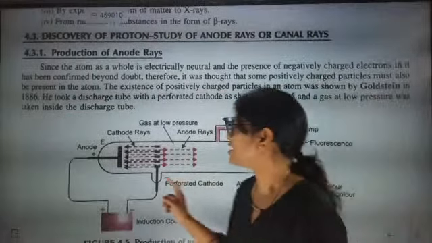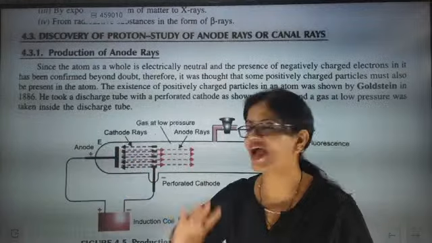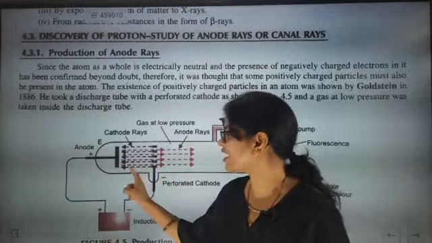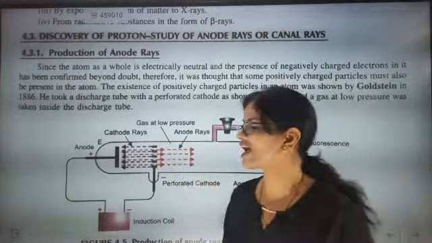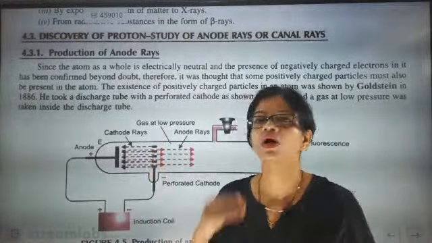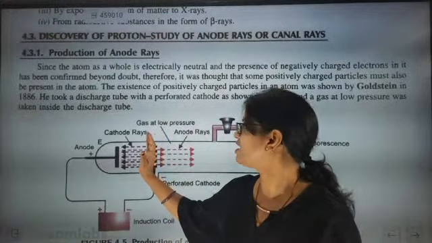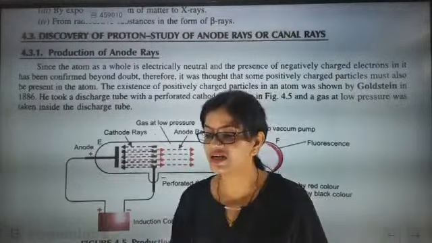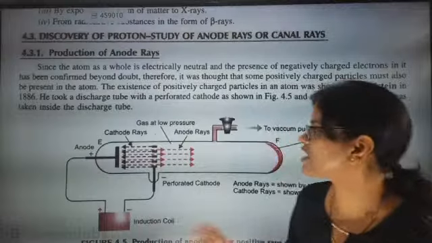Can you see the cathode rays, these black arrows going towards the anode? Just look here very nicely. The black arrows are going towards the anode, which means the perforated cathode was releasing cathode rays. So these cathode rays started traveling towards the anode.